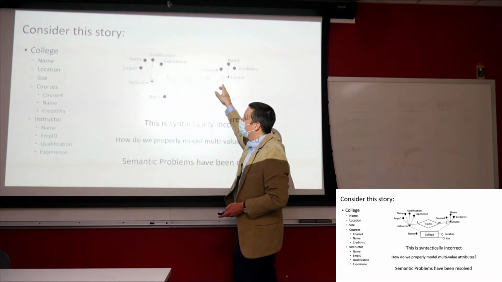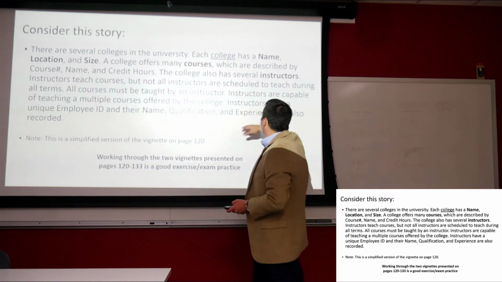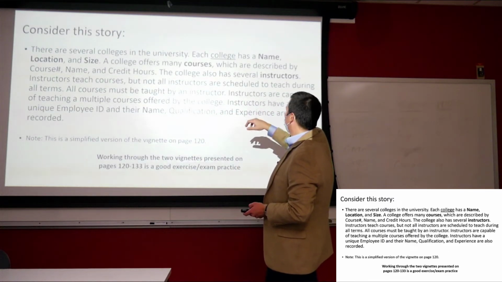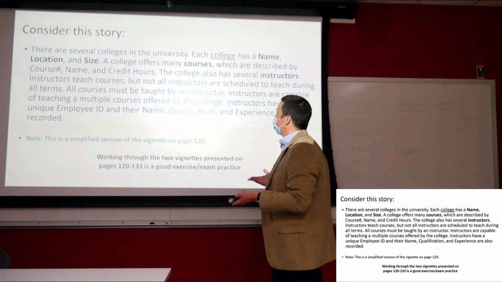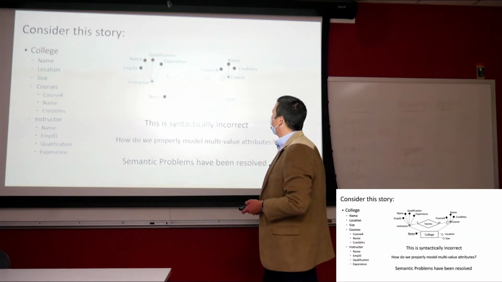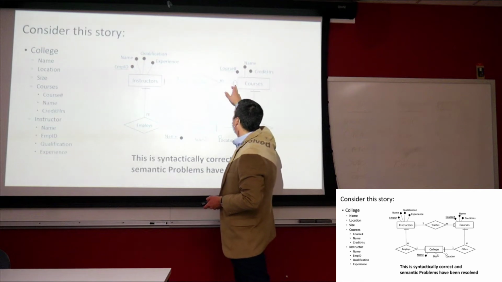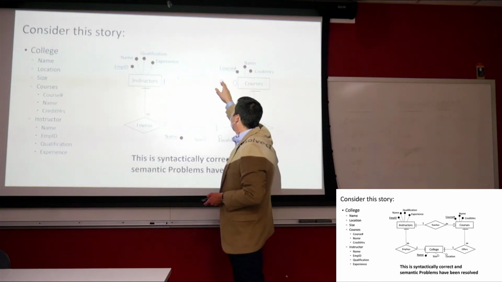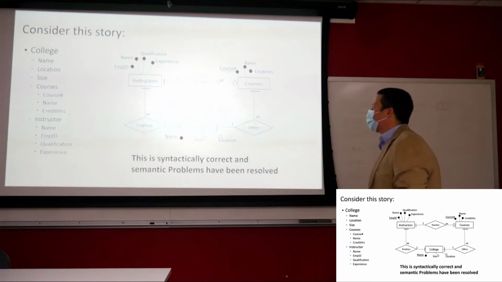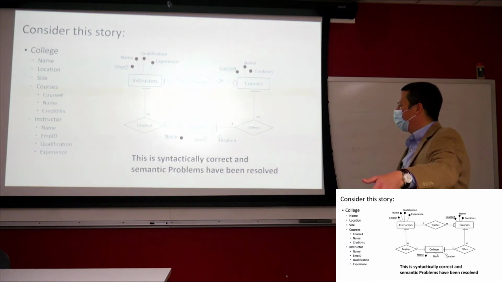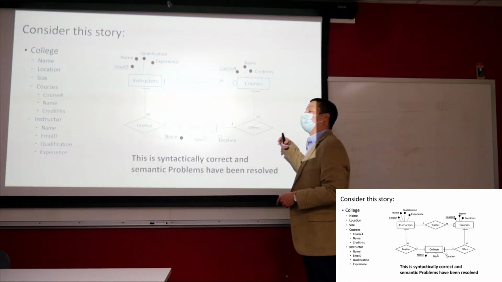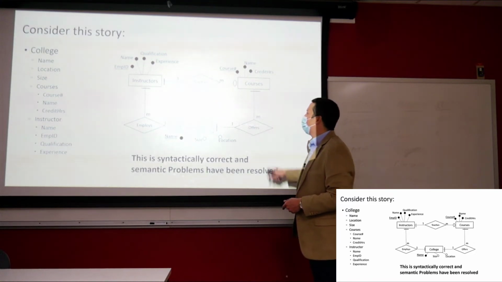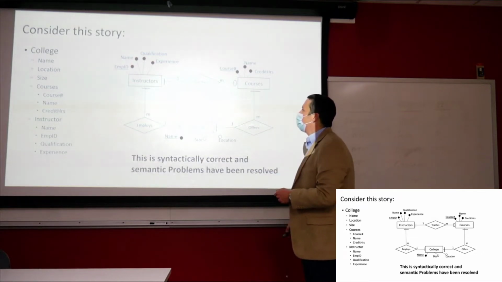Because I'm pretty sure in the story it said that instructors can teach multiple courses, and somewhere it says that not all instructors are scheduled to teach during all terms, right? So that's saying to me that an instructor does not have to be teaching a course all the time, so that's our optional participation. But if they are teaching, they can teach many courses. So now we're syntactically correct, and we are semantically correct in that we are capturing all of our business requirements in this model.